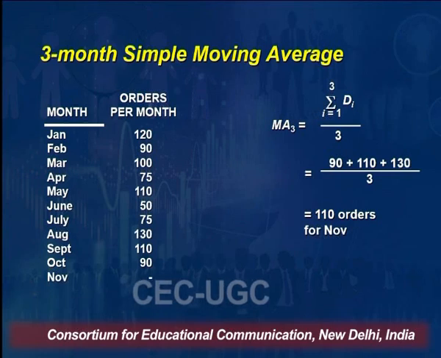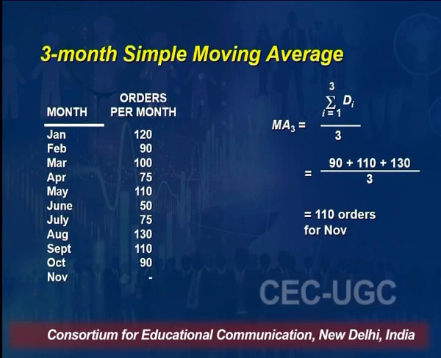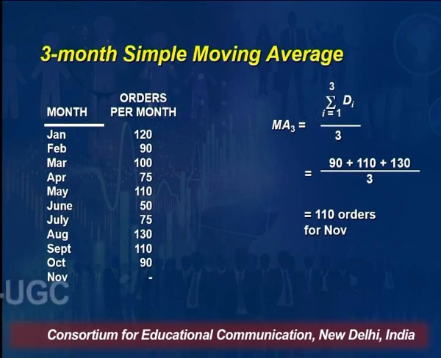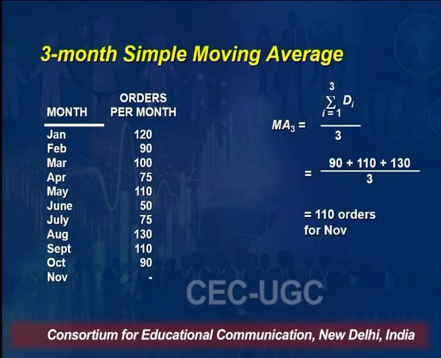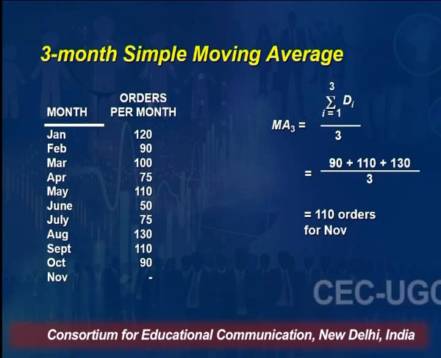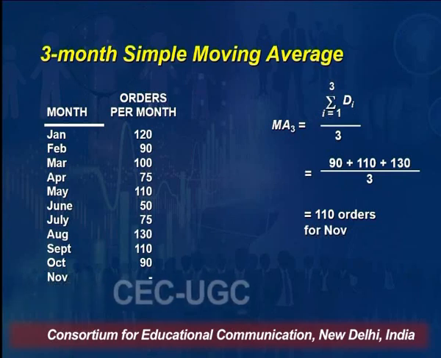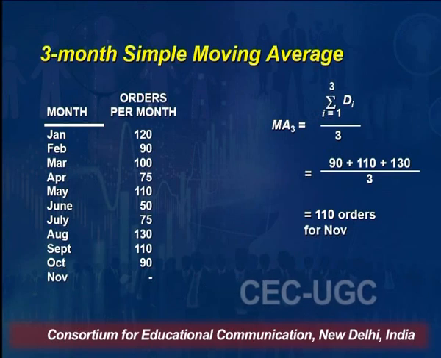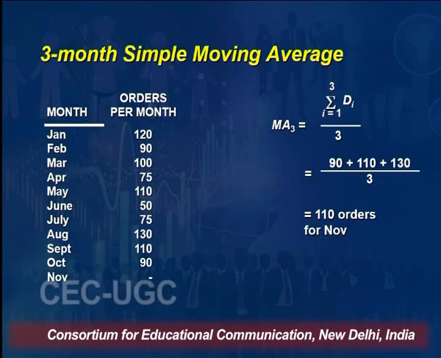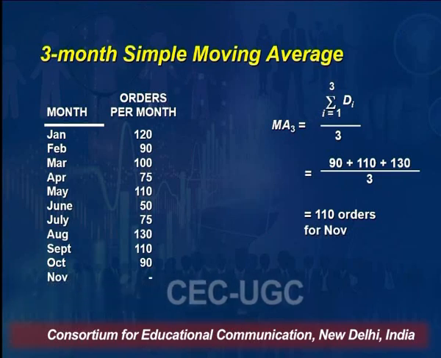So we want to predict for November, let's say. So for November we have taken 90, which is for October, then 110, which is the demand for September, then 130, which is the demand for August. So we have added these 3 demands and then divided by 3. So the average comes to 110 orders. So for November, the forecast or the prediction is 110 orders. So this is a 3-month simple moving average.